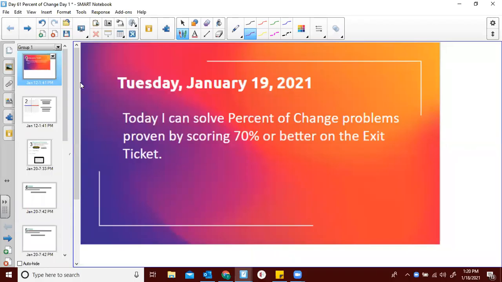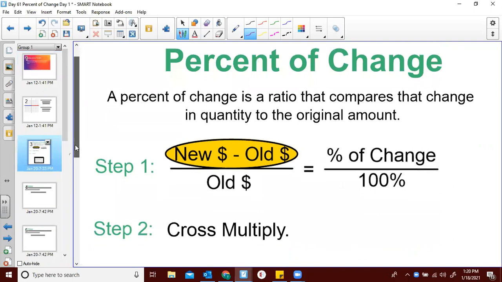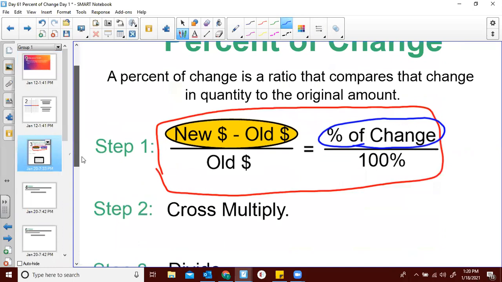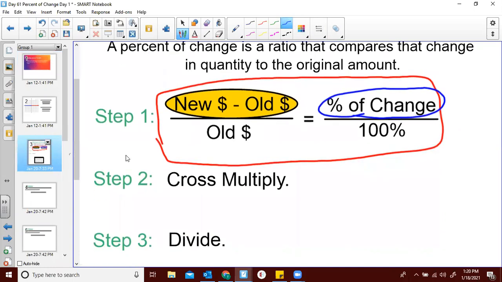Okay, so today we're going to talk about percent of change. There are a couple of things to look at first. Everybody's going to have to memorize this formula: new minus old over old equals percent of change. This percent of change is what we're looking for, over 100. Then to solve for this, we're just going to cross multiply and then divide.